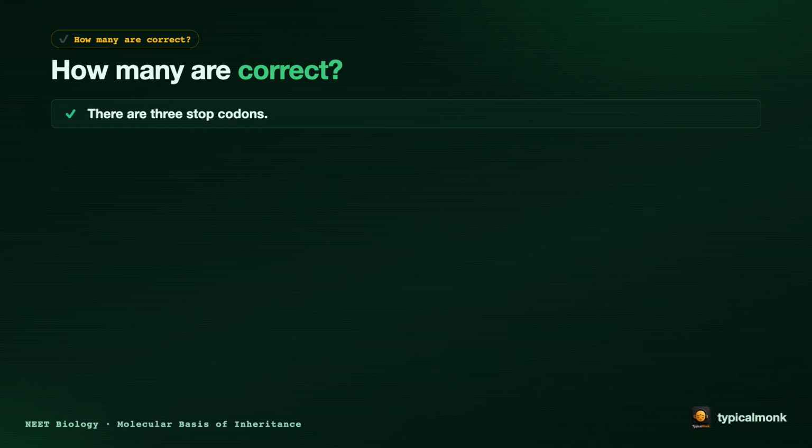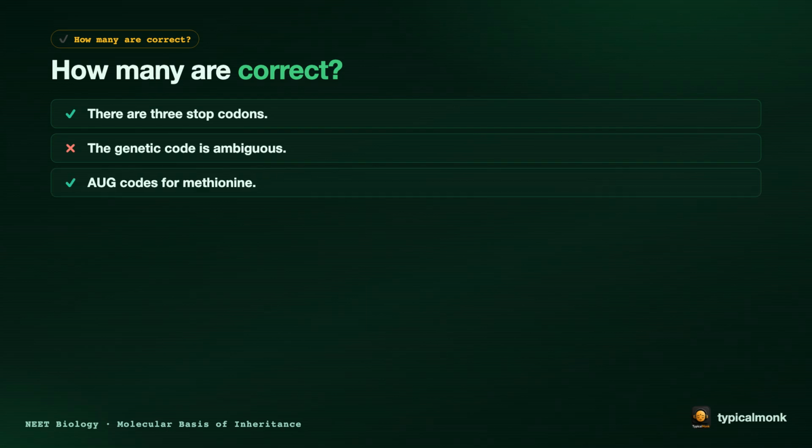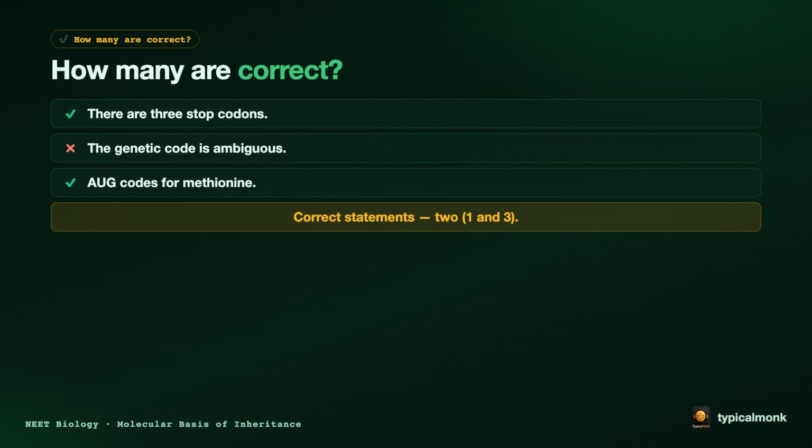Now the third drill. How many of these statements are correct? Check them one by one. First, there are 3 stop codons. This is correct. Second, the genetic code is ambiguous. This is wrong. Third, AUG codes for methionine. This is correct. So the correct statements, 2, that is, the first and the third.